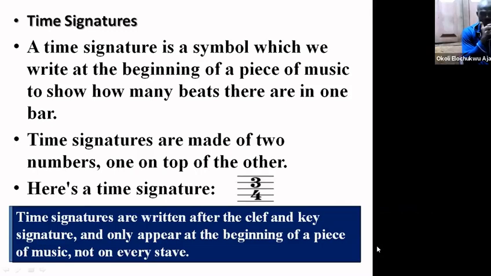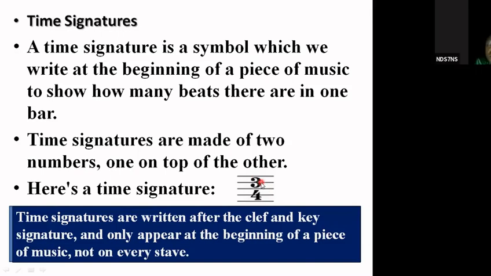All right. So a time signature is a symbol which we write at the beginning of a piece of music to show how many beats there are in one bar. Time signatures are made of two numbers, one on top of the other. Just as you can see the example here that we have, 3 4 here. This is an example of a time signature.